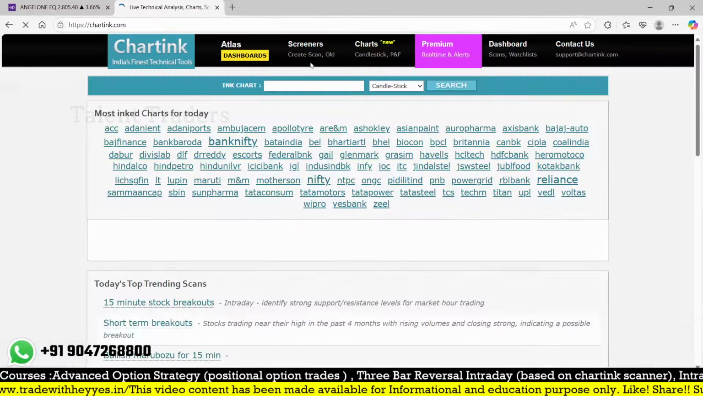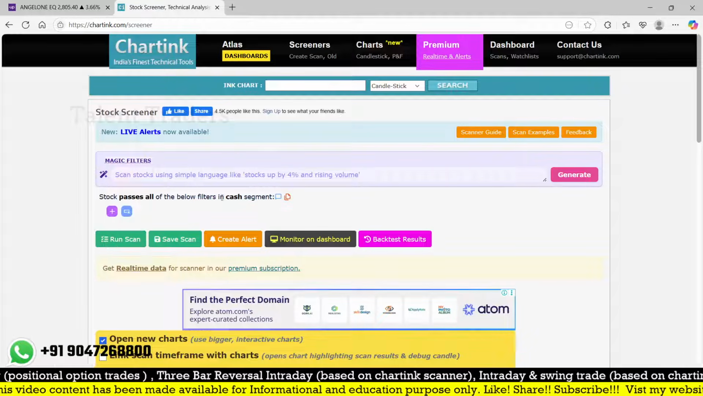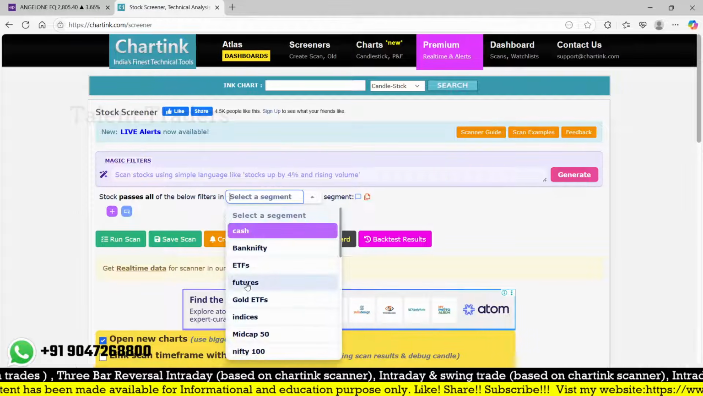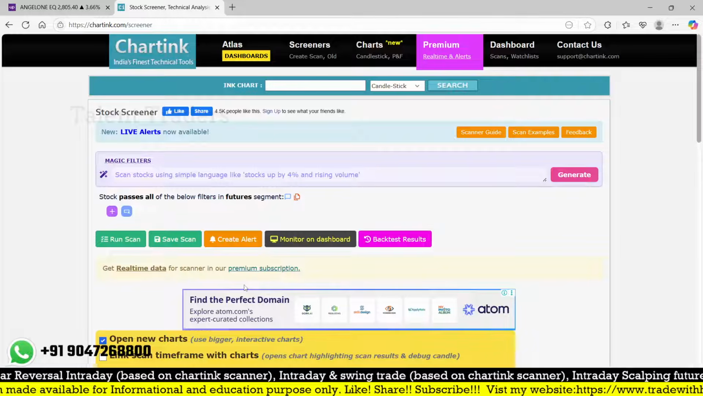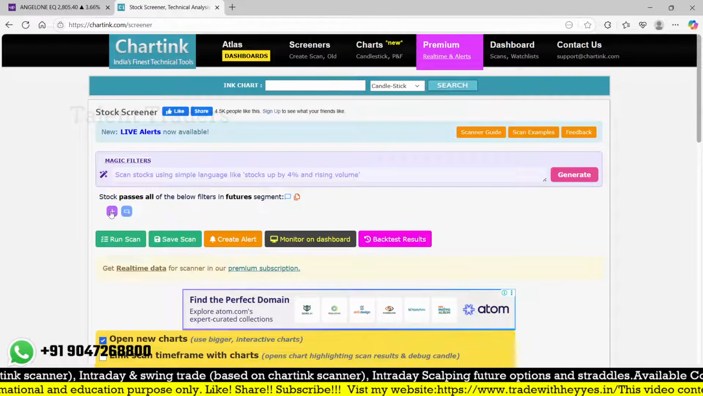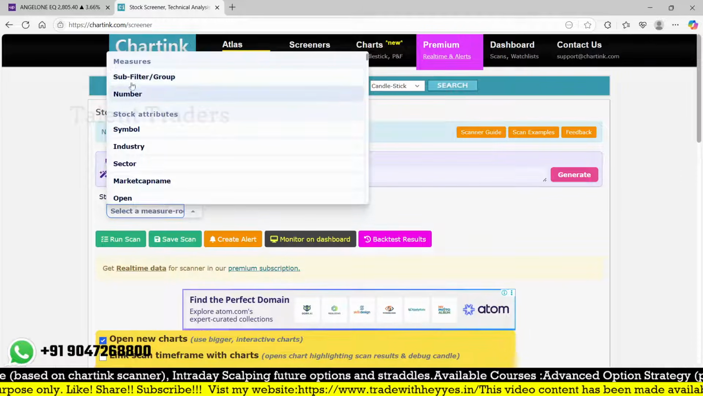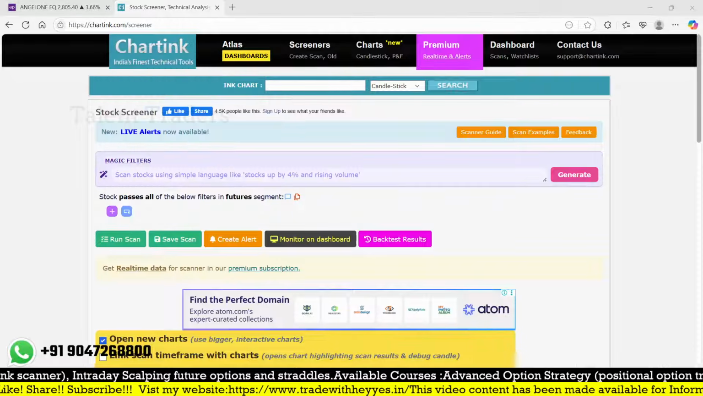I have already created the average one. I will use it here to find the stocks forming such a pattern. For example, today how many stocks form such a pattern, like a very narrow CPR? I'll try to find that out with this particular charting scanner.